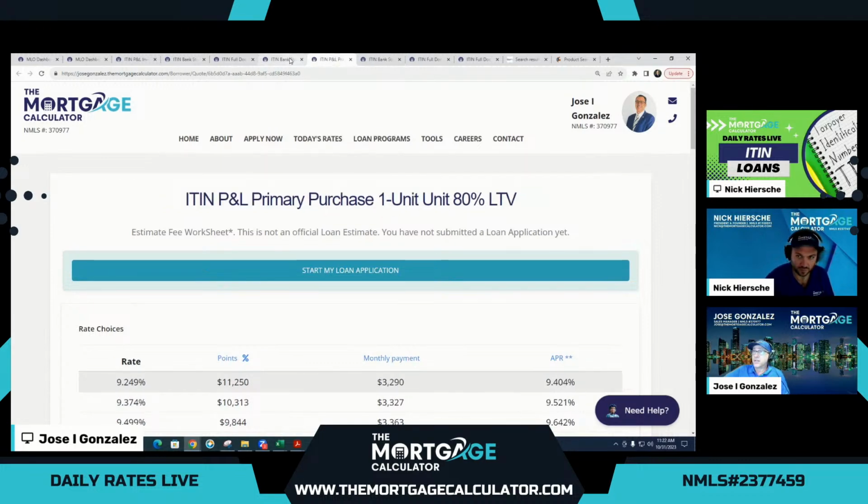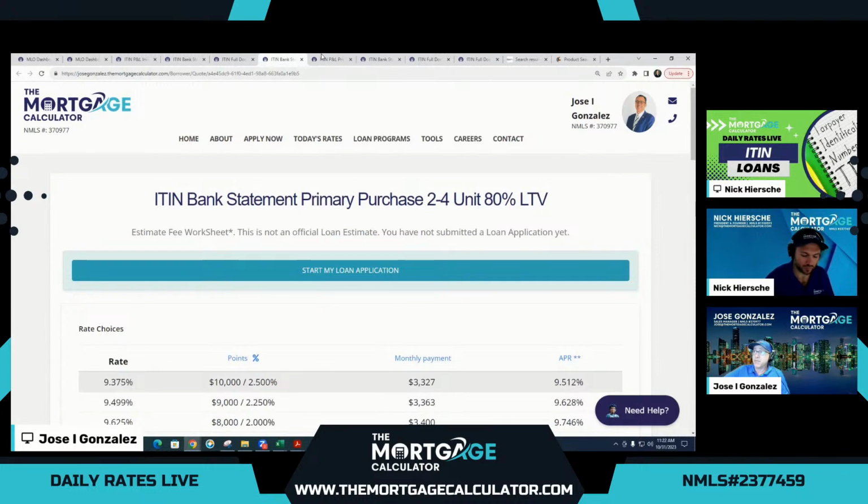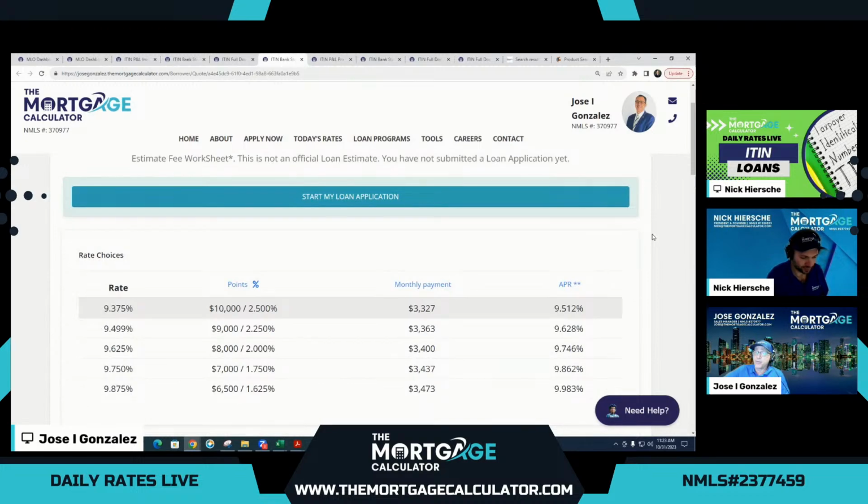So actually, let's do our bank statement option first. So we do have a primary purchase 2 to 4 unit bank statement option. However, due to the 2 to 4 unit requirement here, our LTV does drop to 80%, but so do the rates drop. So 9.875 is our lowest cost option, 9.375 lowest rate option.